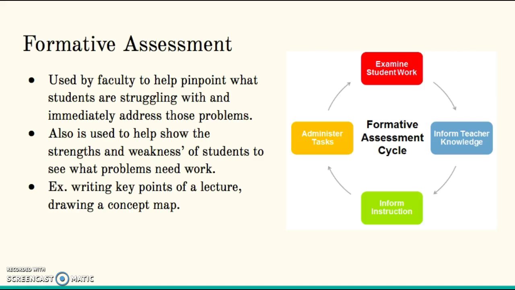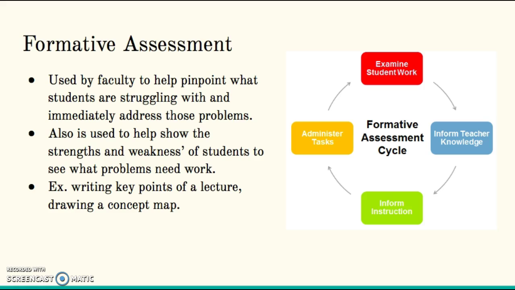Next, we have the formative assessment. This is used by faculty to help pinpoint what students are struggling with and immediately address those problems. It can also be used to help show the strengths and weaknesses of students to see what problems need work.